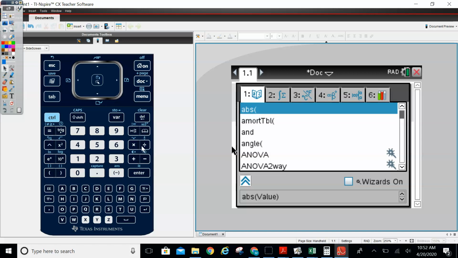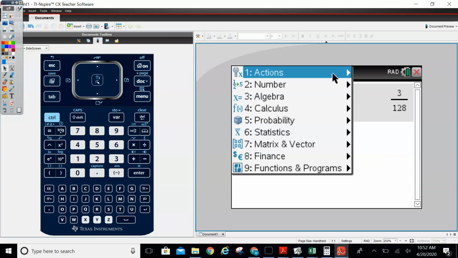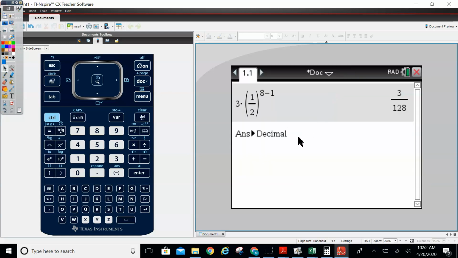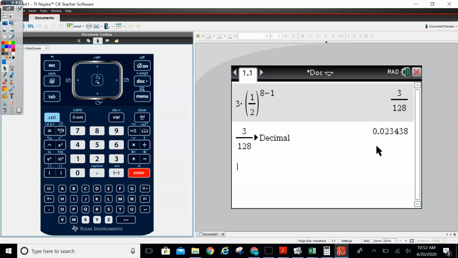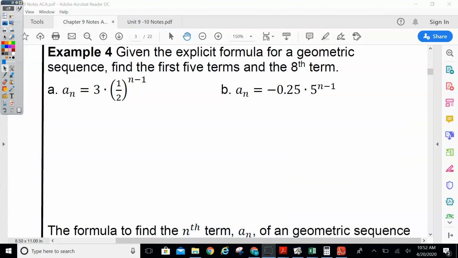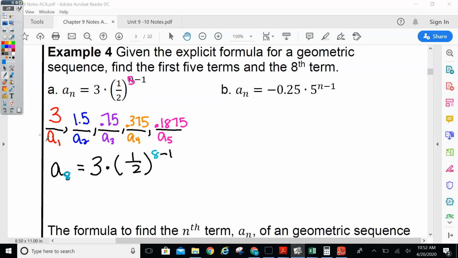I forgot how to do that in the calculator. Menu, oh yeah, menu, number, and then convert to a decimal. Enter. And we get this long one. So I'm not going to write that big old long decimal. I'm just going to leave it as this fraction. 3 over 128 was the 8th term.